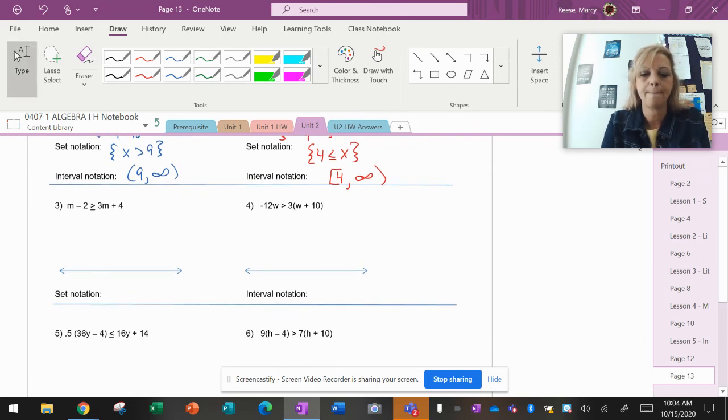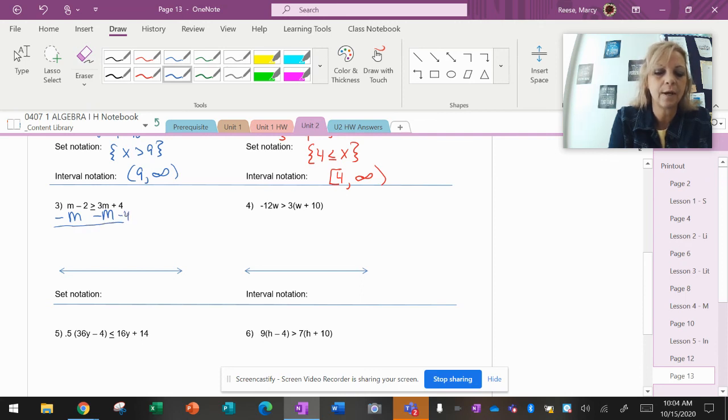Let's try 3. We're going to get the m's to one side and the constants to the other. You get to pick which way you want to set the m's. I'm going to make it so that we don't have a negative this time. So that means I'm going to bring the m to the right, right? Because the 3m is larger, so it means that we won't have a negative.